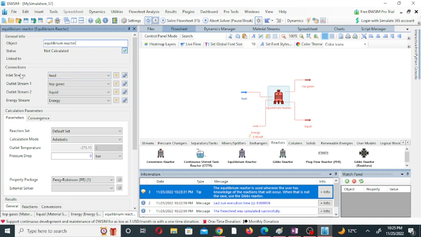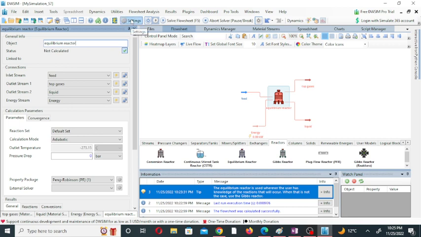The inlet stream is the feed, the outlet stream 1 is the top gases, and stream number 2 is the bottom liquid, and this stream is the energy. This is the energy stream. So all the streams are connected to the reactor. Now I will add the reaction set to this equilibrium reactor.